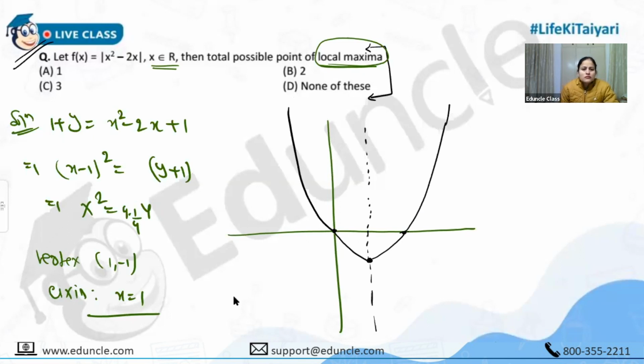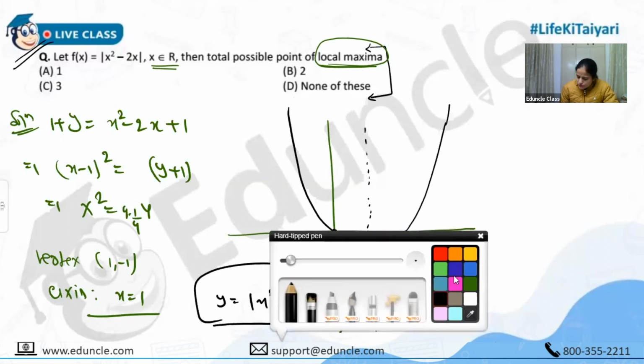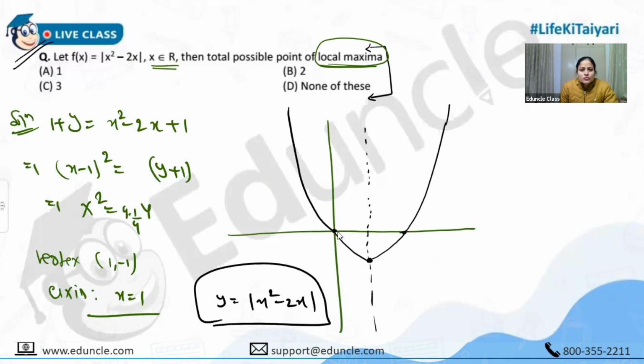I want the graph of y is equal to mod of x square minus 2x, correct na? I want the graph of this. So I told you, whatever is negative will become positive. So this red is going to be the graph of my given function.